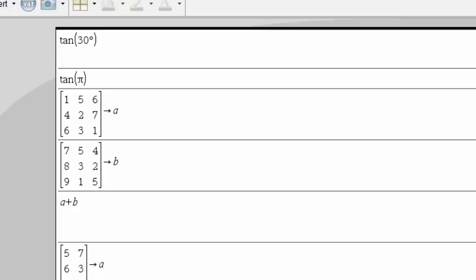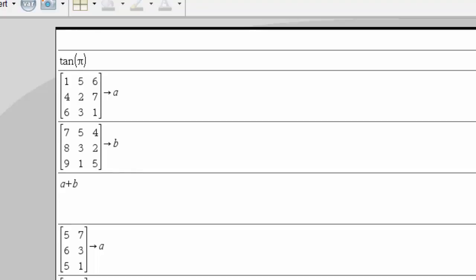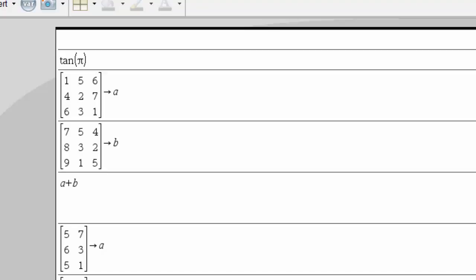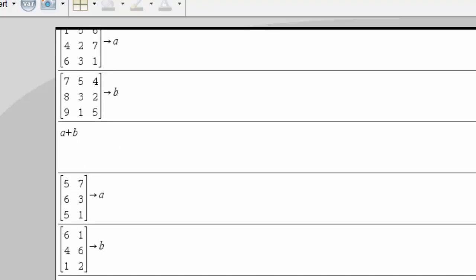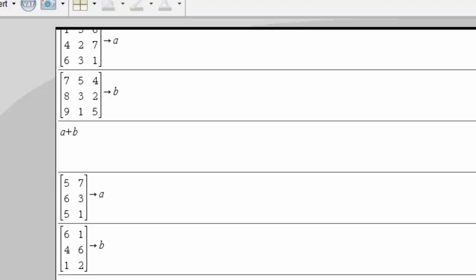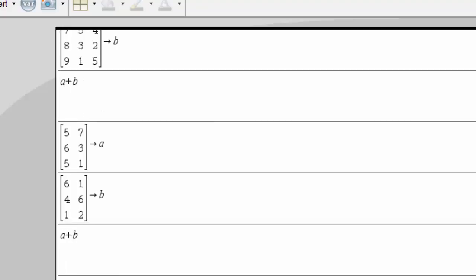So now we can go and do the operations. A plus B, enter, and it tells us this is the end result. So 5 plus 6 is 11, 7 plus 1 is 8, etc. And we can do A minus B, and we get the result. We can do B minus A, and we get the result. Okay?